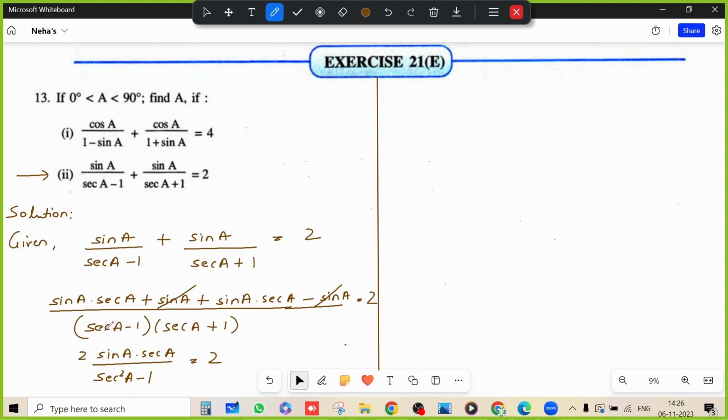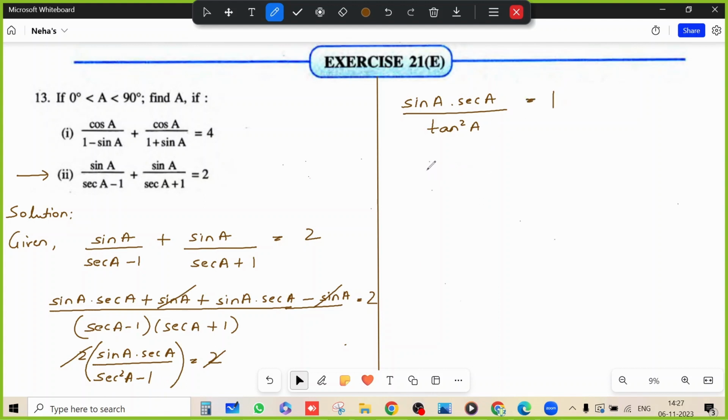Now the denominator here was of the form a minus b into a plus b. So this can be written as a square minus b square, that is equal to sec square A minus 1. Now 2 is common in the numerator here and the denominator, so it will get cancelled out. Now we can write it as sin A into sec A, and the denominator here now can be written as tan square A. This is because 1 plus tan square theta is equal to sec square theta. So sec square theta minus 1 will be equal to tan square theta, and this is equal to 1.